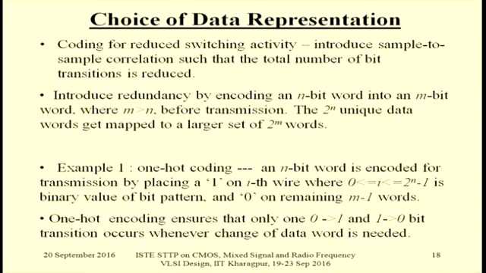So we are introducing redundancy by encoding an n bit word into an m bit word, where m is greater than n before transmission. That we have shown by a small diagram. The 2 to the power n unique data words get mapped to a larger set of 2 to the power m words. In one hot coding, a particular case, an n bit word is encoded for transmission by putting a 1 on the ith wire.